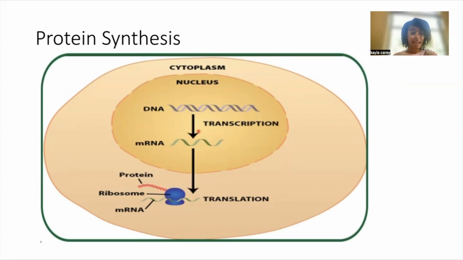So once DNA is converted to mRNA, then it goes through a process we call translation. And in translation, the ribosome, which we said was in the rough ER, basically reads that piece of mRNA and it uses the information in that mRNA to make proteins.